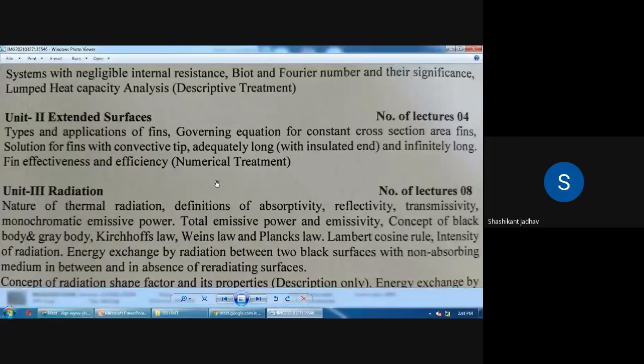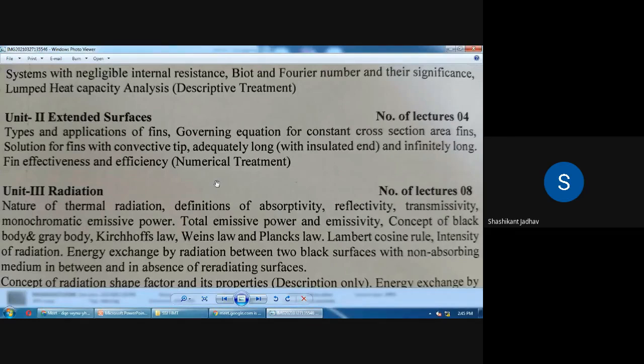Okay, another example is the automobile radiator. There are some fins there. Because of that, whatever heat is generated inside the engine is dissipated into the surroundings. So by using these extended surfaces, we dissipate the maximum heat into the surroundings.